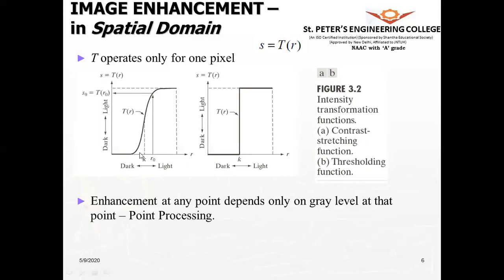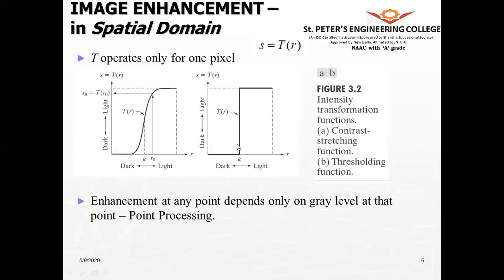So in other words, we say that the pixels below K are made darker and pixels above K are made brighter. So they are stretched here. So this performs the contrast stretching. Since we are stretching the contrast, this function is called a contrast stretching function.